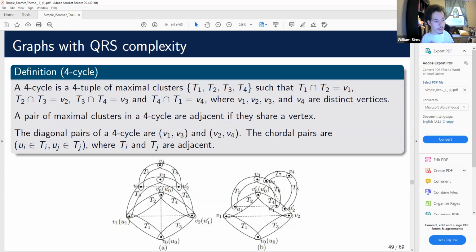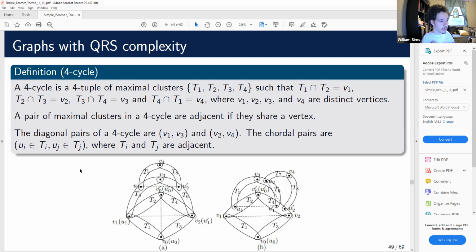Similarly, some of the ones that may be a little harder to see once you have a more complicated graph: T6, T5, T1, and T3 also form a 4 cycle. And then you've also got T5, T6, T7, and T8. Those also form a 4 cycle. And in this case, the shared vertices are U2 prime, V3, and V4. Now we can define some important pairs of vertices in these 4 cycles. We're also going to say that 2 maximal clusters are adjacent in a 4 cycle if they share a vertex. So down here in this obvious 4 cycle, T2 and T3 are not adjacent because they don't share a vertex, but T2 and T4 are.